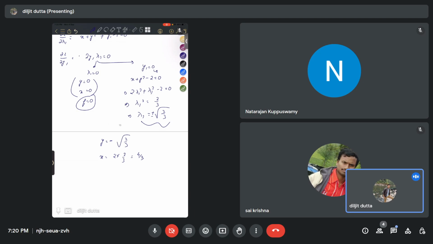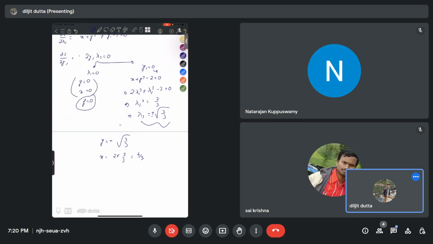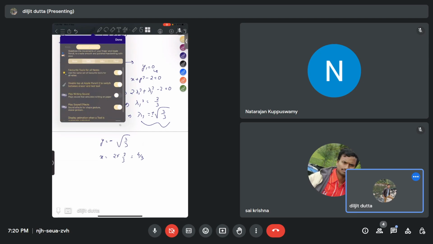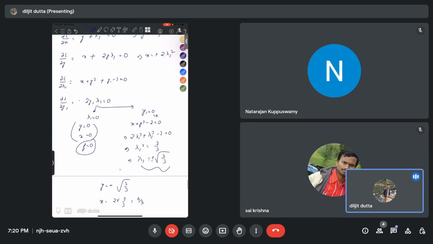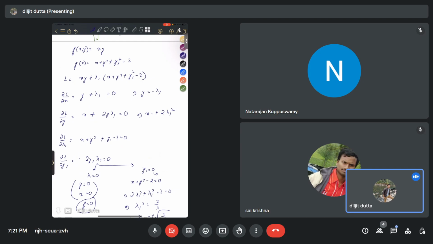So in this case, what is the scene? The scene is that lambda 1 can take both positive and negative values, but what we found as contact condition is lambda 1 should be greater than 0. So in that case, we won't get a better solution in that direction.